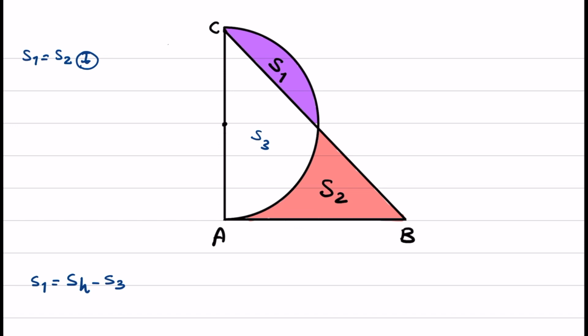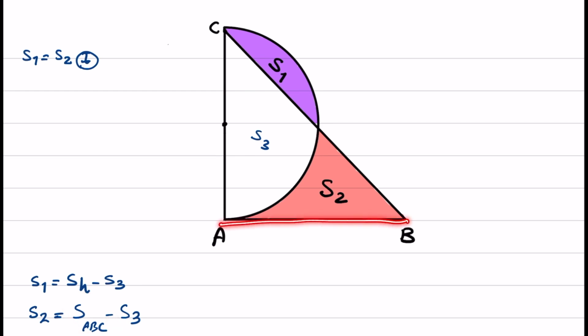Before using that, we have to calculate S2. S2 is equal to the area of this triangle that you see here minus S3. So it is the area of triangle ABC minus S3. So let's see how we can obtain the area of the triangle.